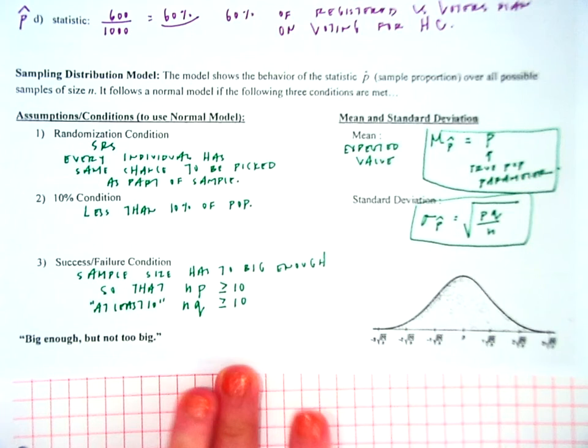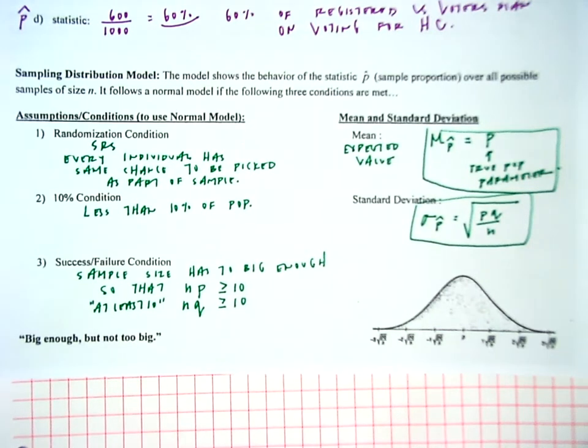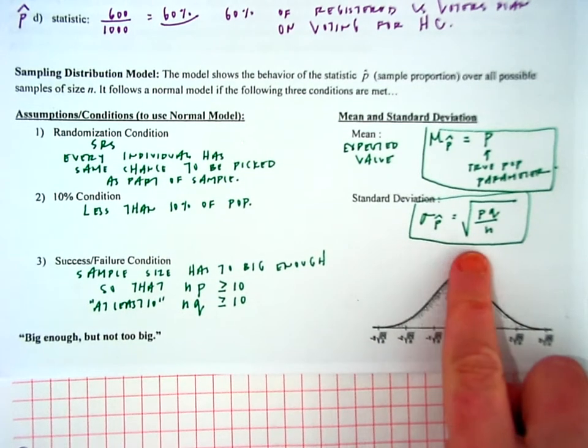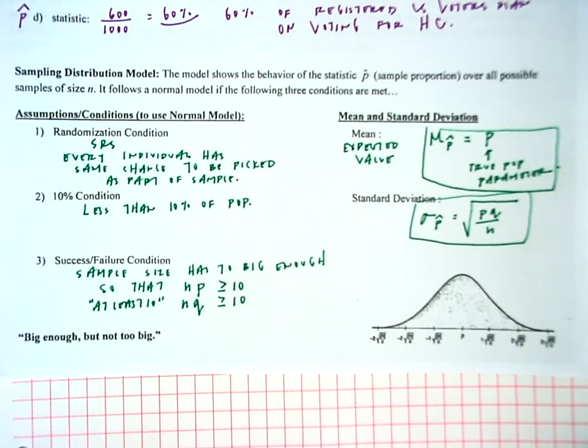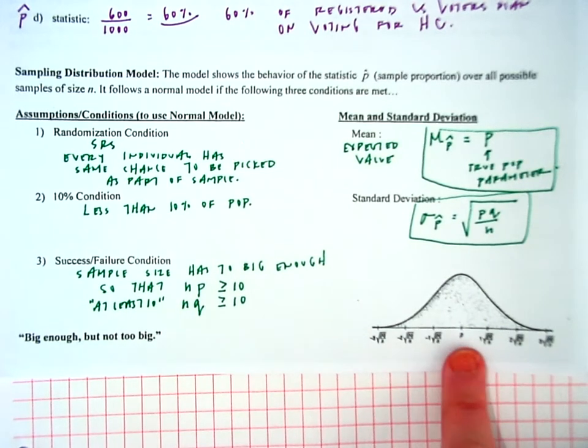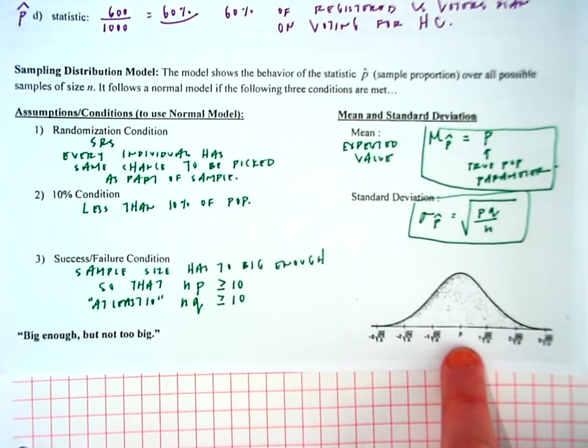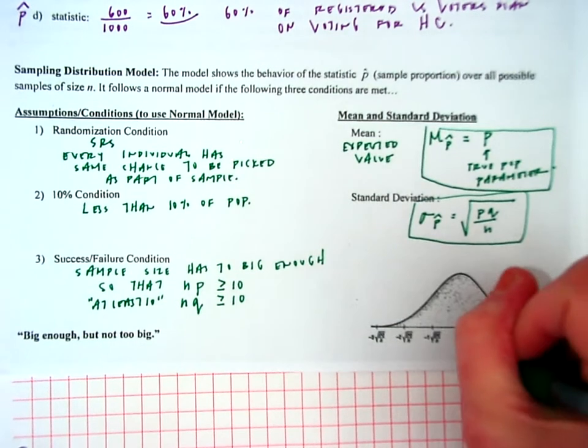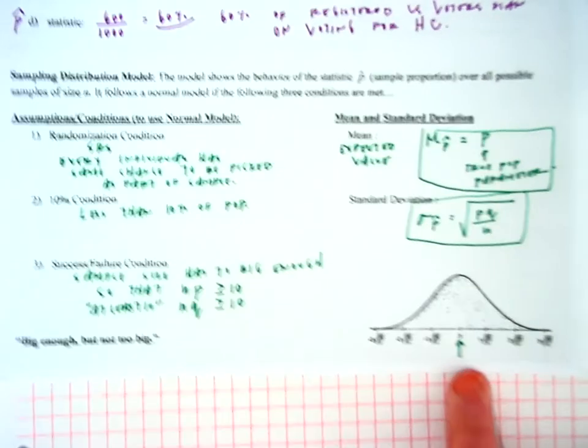And just to visualize it, if I build a normal distribution, here's my normal curve. Here is my mean, right smack in the middle. That's the true parameter. And then here we're looking at one standard deviation above, two above, three above, one below, two below, three below, just like that. All right, let's flip to the second page.